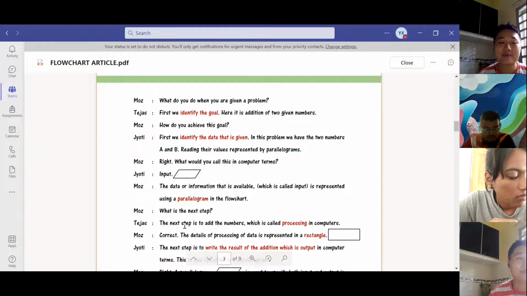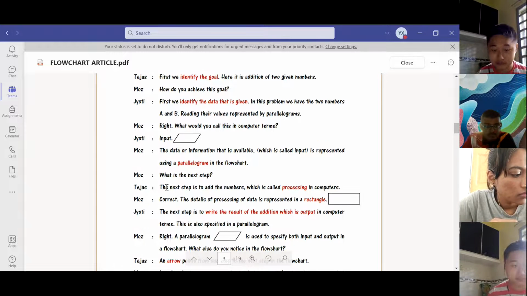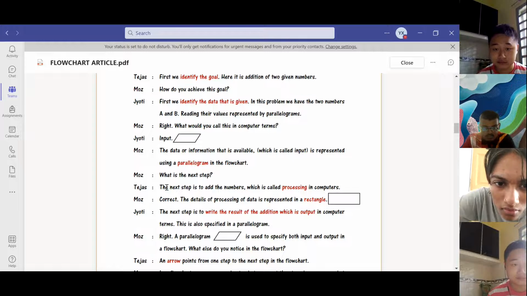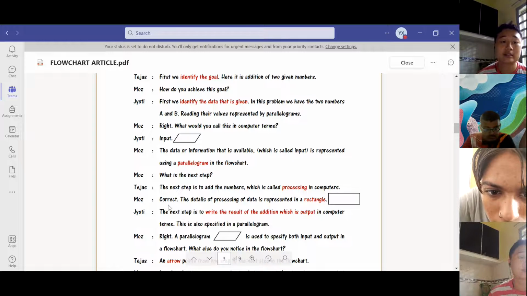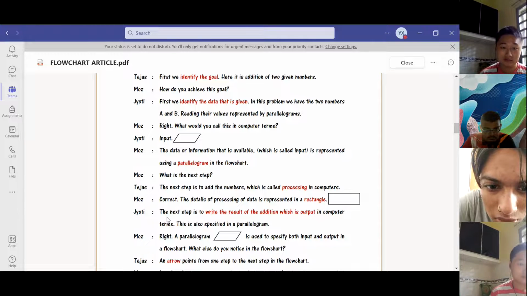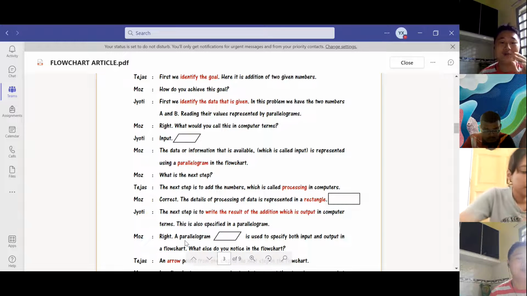What is the next step? The next step is to add the numbers, which is called processing in computers. Correct. The details of processing of data are represented in the rectangle. The next step is to write the result of the addition, which is output in computer terms. This is also specified in a parallelogram. Right. A parallelogram is used to specify both input and output in the flowchart.